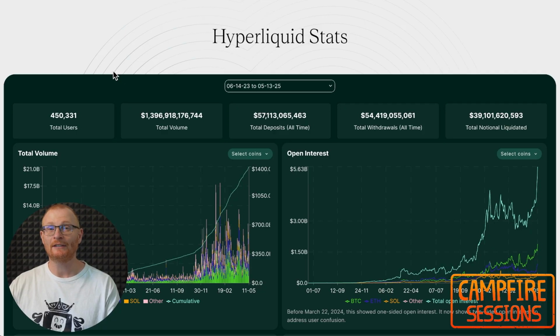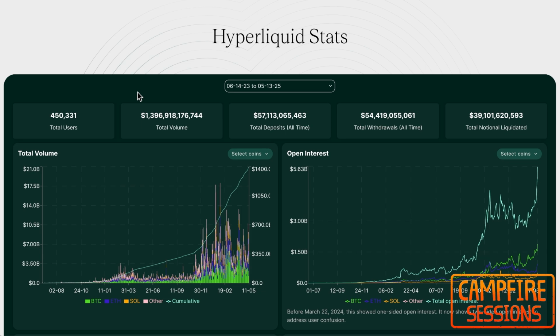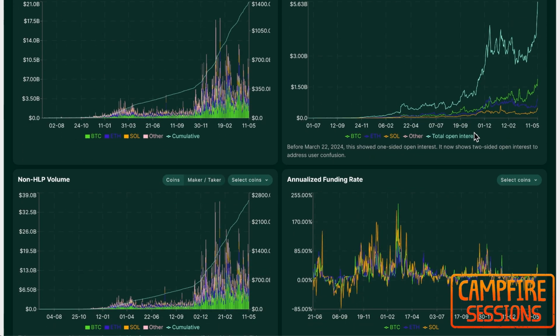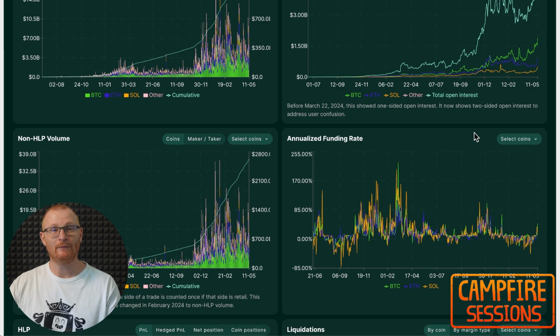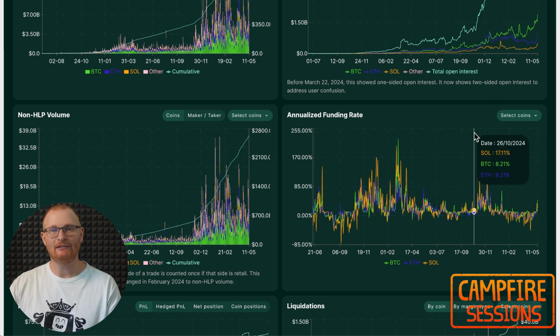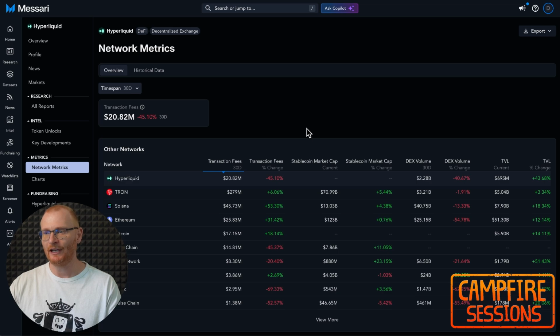Let's have a quick look at some statistics. Total number of users, or at least addresses, 450,000. Huge amount of volume. Total deposits, massive. Total withdrawals, massive. And the amount liquidated has been sizable as well. We can scroll down to see other statistics, but essentially, these guys are making $1.5 million up to that in daily revenue. And right now, having a look at Masari, you can see 30 days worth of transaction fees being $20 million.